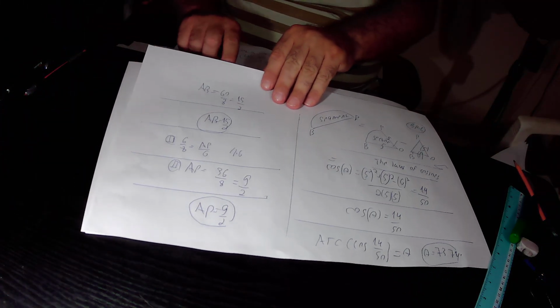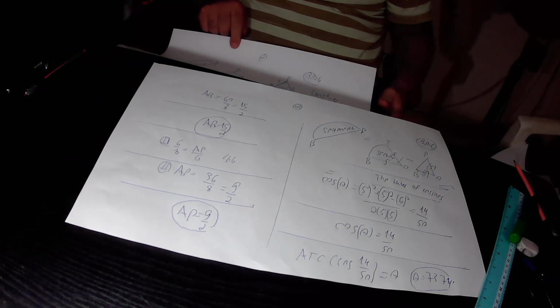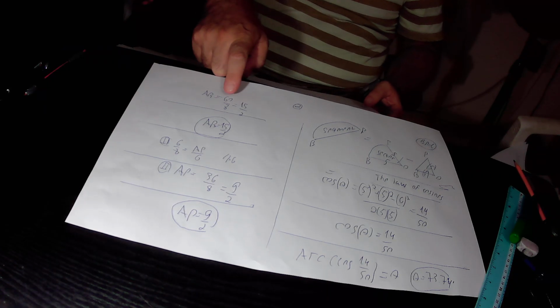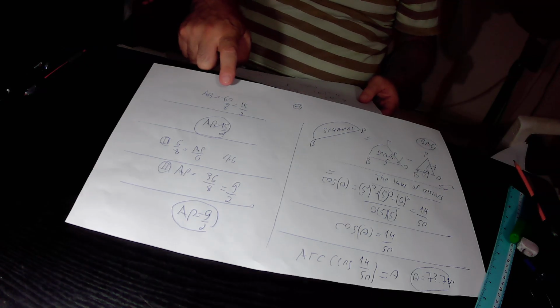AB equals 60 over 8. We divided both the numerator and the denominator of this expression by 4, and finally found that 60 over 4 is 15 and 8 over 4 is 2. So in total we found that AB equals 15 halves.